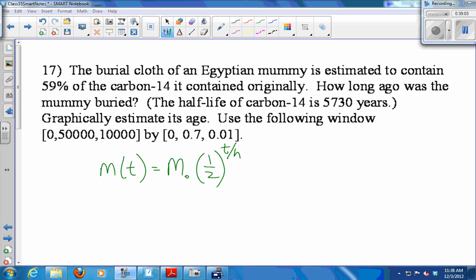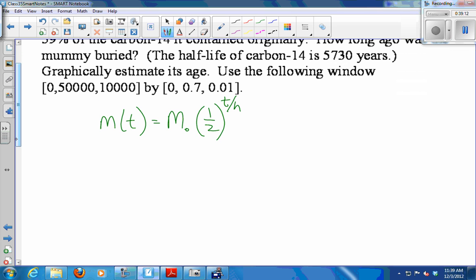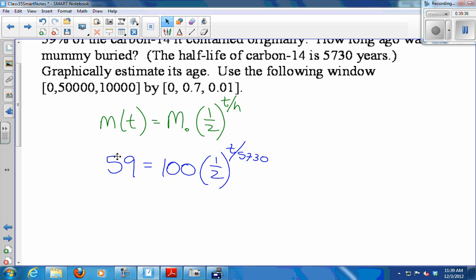Okay, so if we have 59% now, how much did we start with? 100%. Okay, so the amount we have now is 59, and M0, the amount we started with, is 100%. And time is what I'm trying to solve for. H is 5,730 years. That's the half-life. So I want to solve for T. I'm going to have to do it graphically or by trial and error.